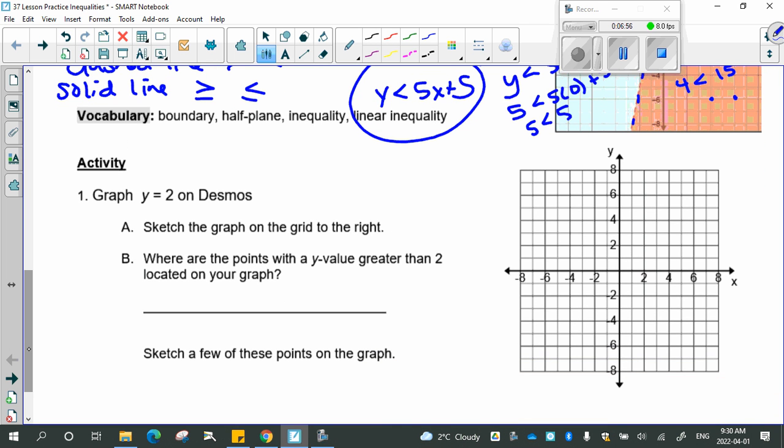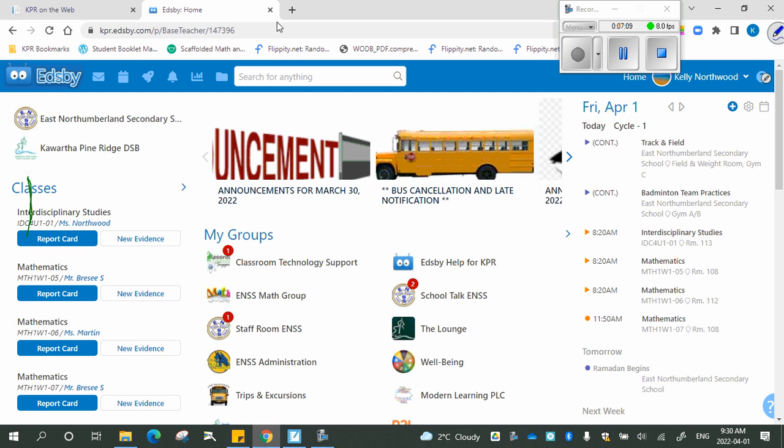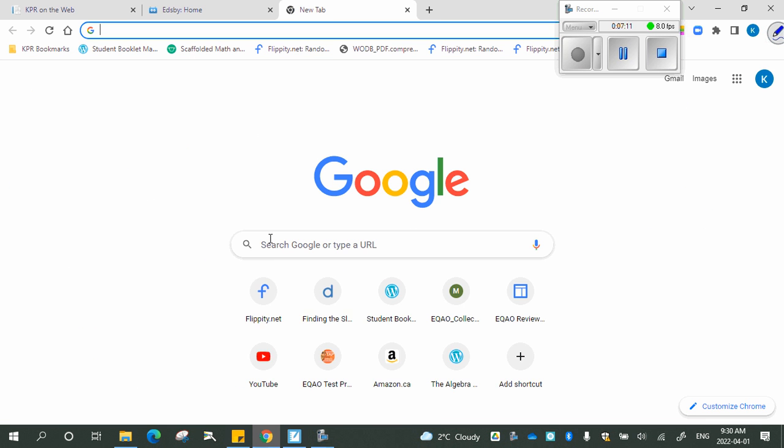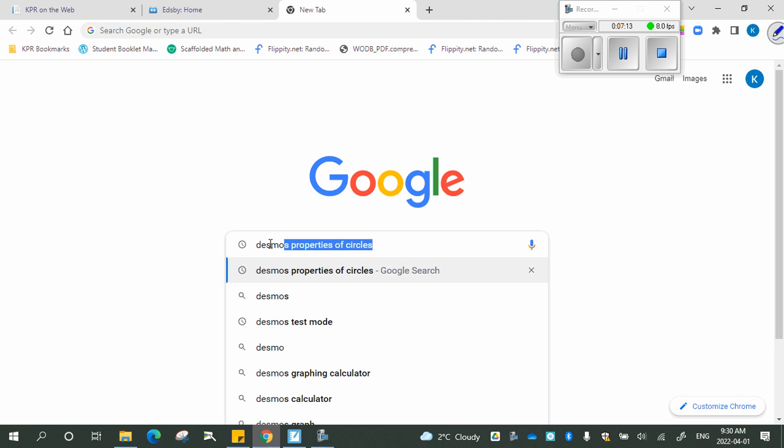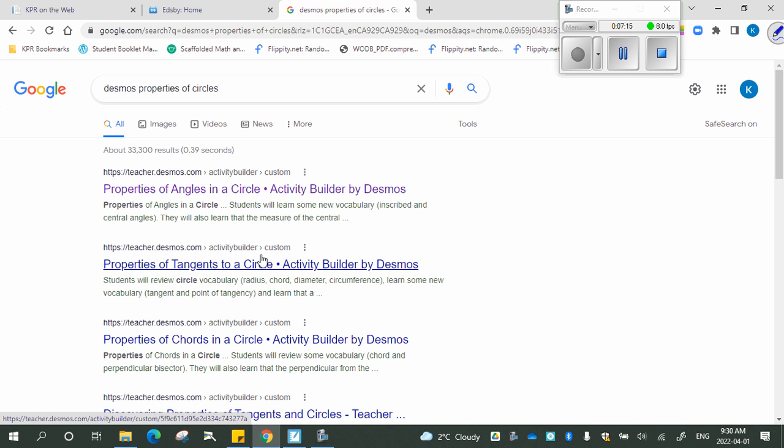Okay, so we're going to start off. Graph y equals 2 on Desmos. So you guys do it on your phone. I'll model it here. Desmos. So pick the graphing calculator version.